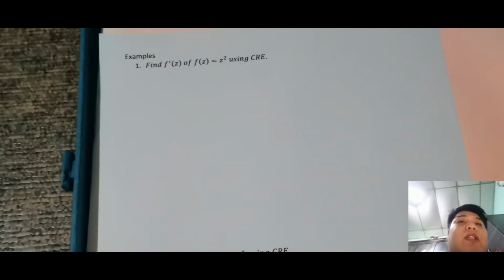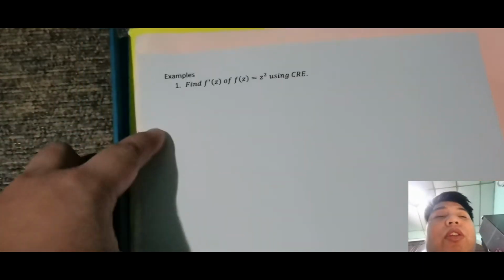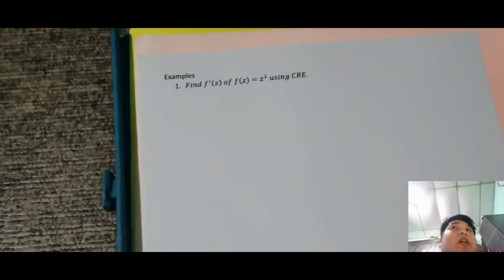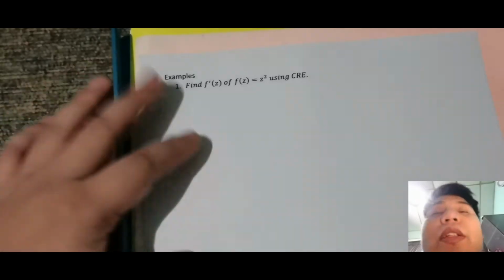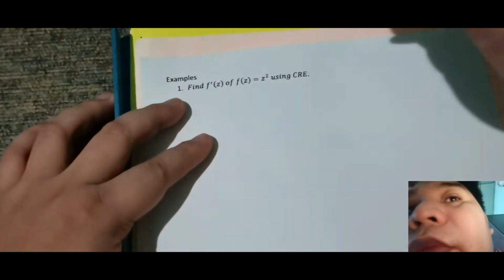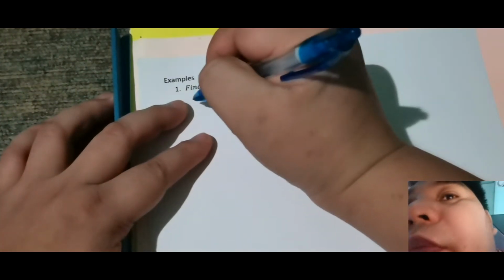Okay, so number 1 example. Find f prime of z is equal to z squared using CRE or the Cauchy-Riemann equation. Okay, so using Cauchy-Riemann equation. So since ginagamit natin sa x plus iy o yung standard form, ito yung gagamitin natin. So solution. So hindi to proving, solution.